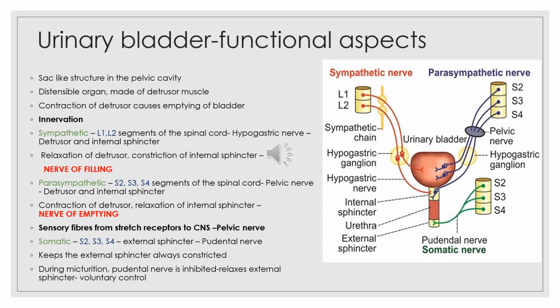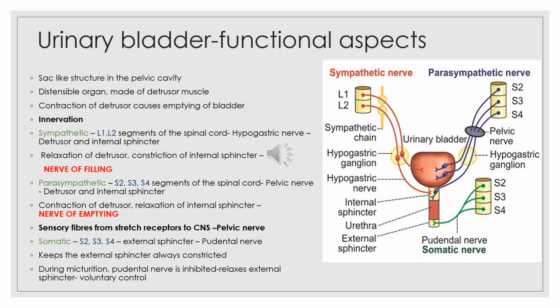Then comes the somatic nerve supply. Here the external urethral sphincter is innervated by the somatic nerve called the pudendal nerve. And this pudendal nerve arises from the second, third and fourth sacral segments of the spinal cord, that is S2, S3 and S4.